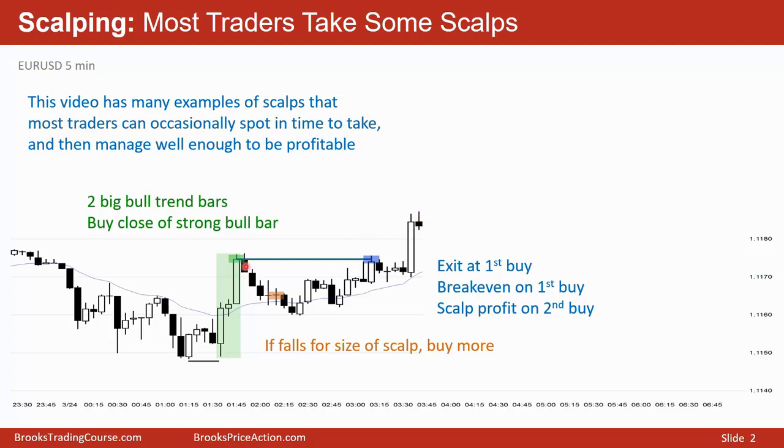Other traders will, depending on circumstances, let the entire trade run to see if we enter into a trend: bear trend, bull breakout, higher low, major trend reversal. In general, a scalper is going to get out, break even at his first entry, and then with a profit on his second entry.